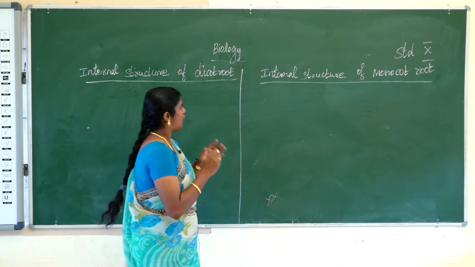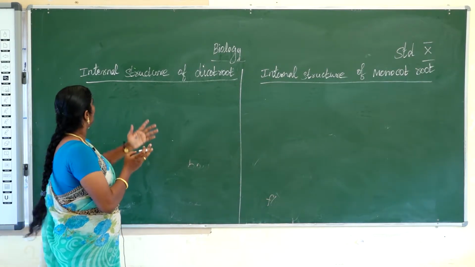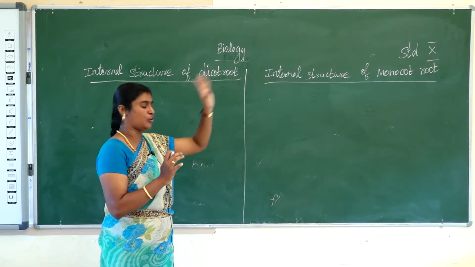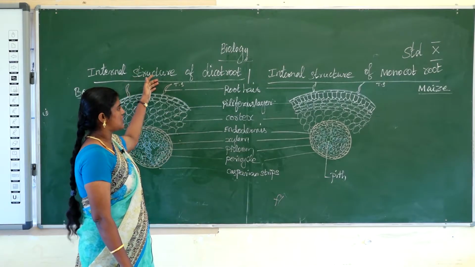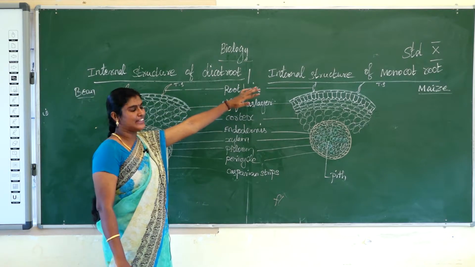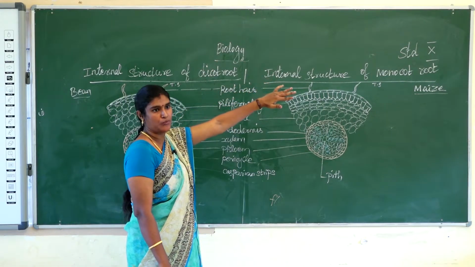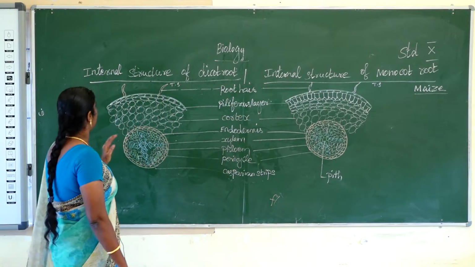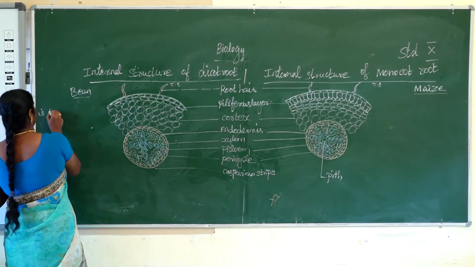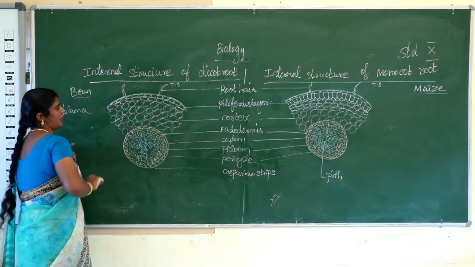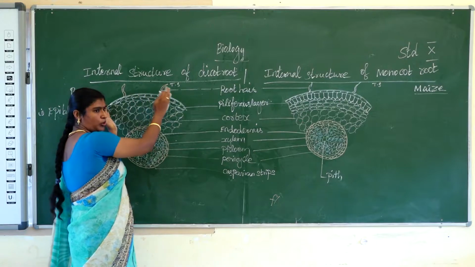Now we are going to explain in detail the internal structure of the TS section of the dicot root and the TS section of the monocot root. The first part is the epiblema. Epiblema is the outermost layer.